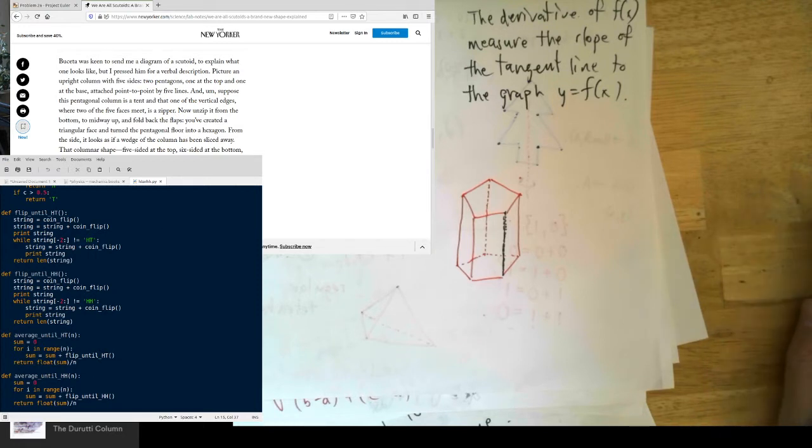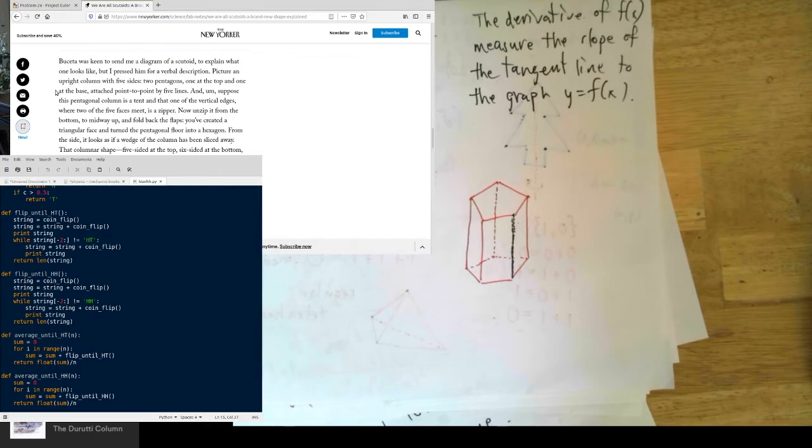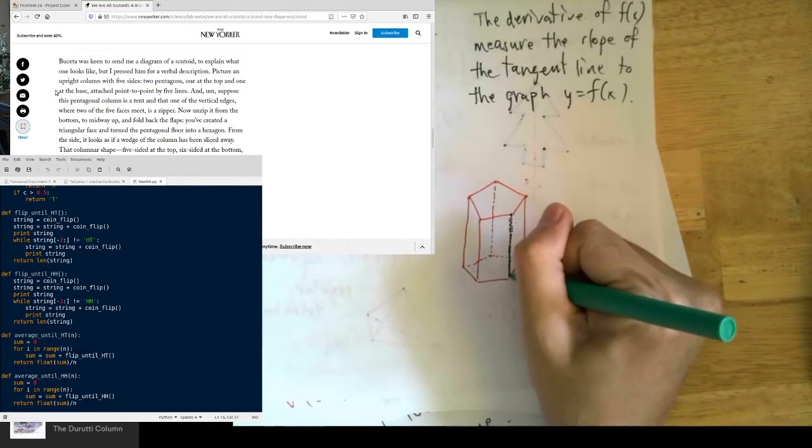And I'm following the description in here where I've got: suppose this pentagonal column is a tent, and that one of the vertical edges, this one here kind of highlighted in green here, is a zipper. Now unzip it from the bottom to midway up and fold back the flaps. So I zip up to here.